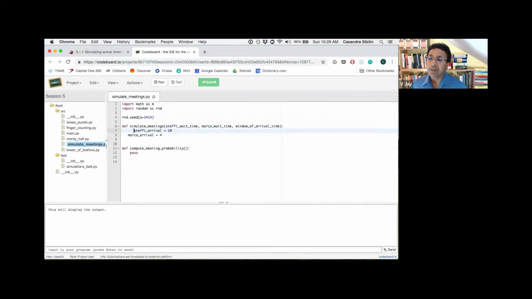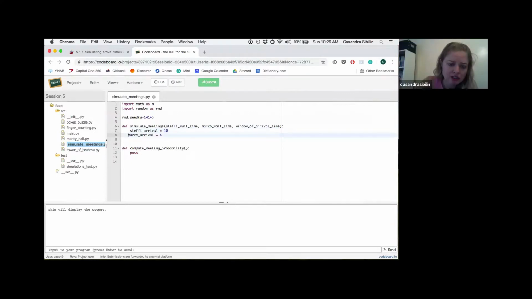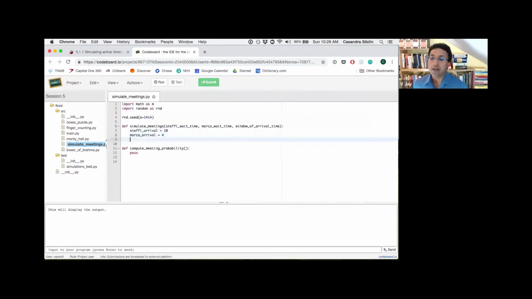You don't need a double indent. No, one tab is good. It wasn't lining up. Okay. Yeah, always make one tab.